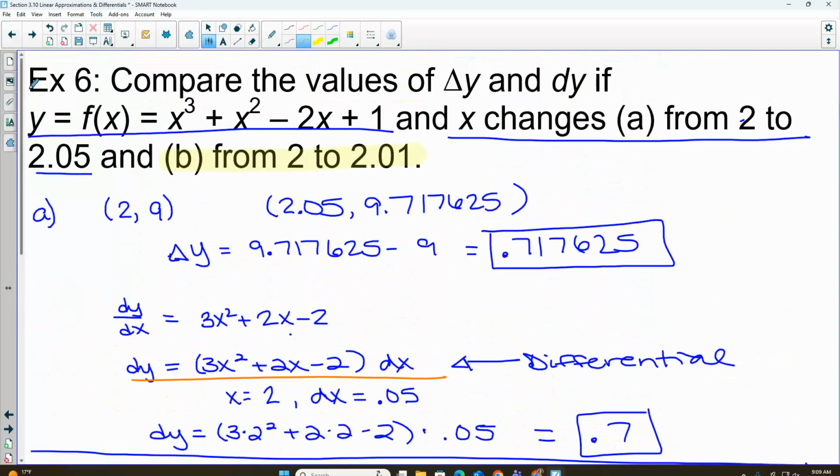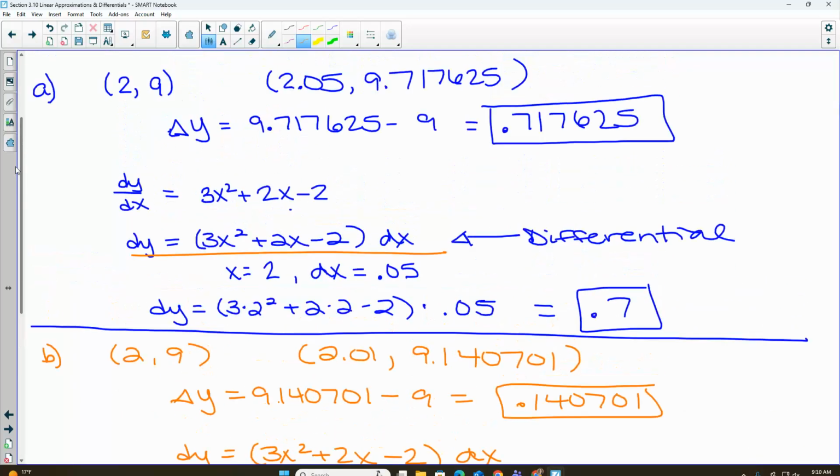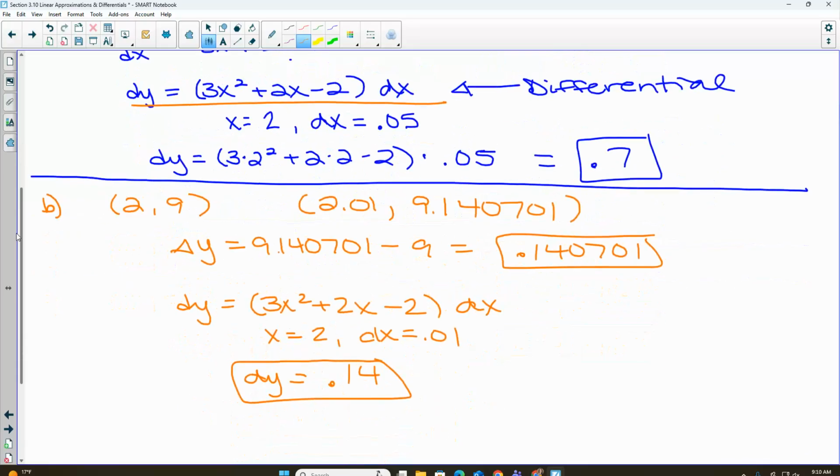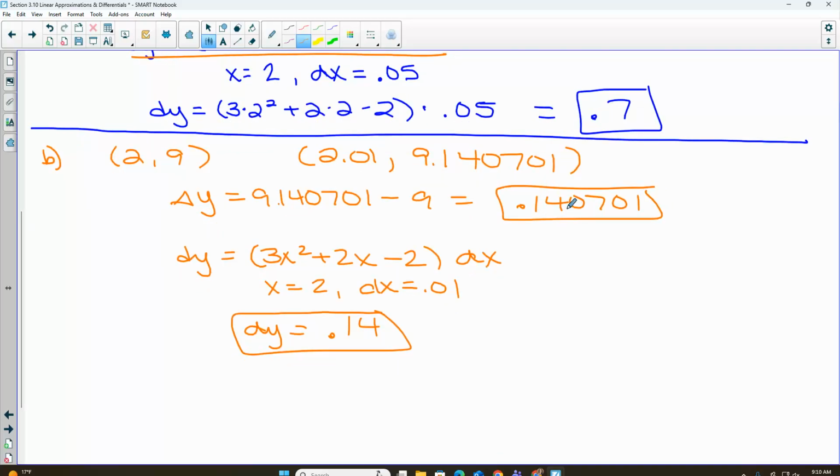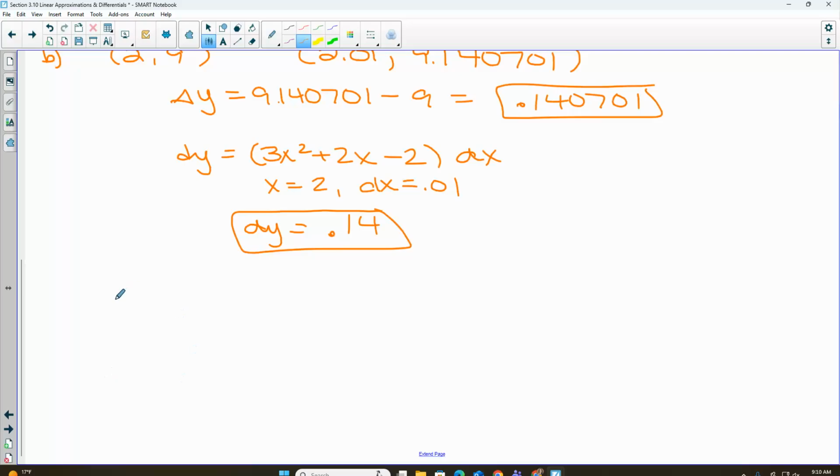Then the last part of the question just wanted you to compare those. So both times it was pretty close. Which one was closer? This one was off by 0.017. This one was off by 0.0007. So which one is closer? B. So our conclusion, we could really say that our differential is getting really close to the actual change in y when the change in x is small.